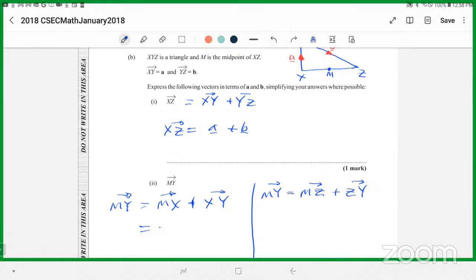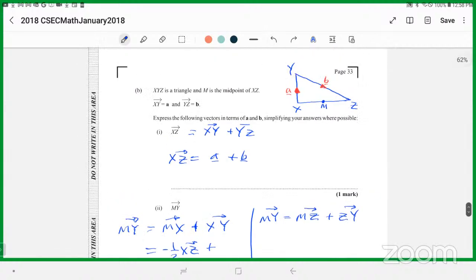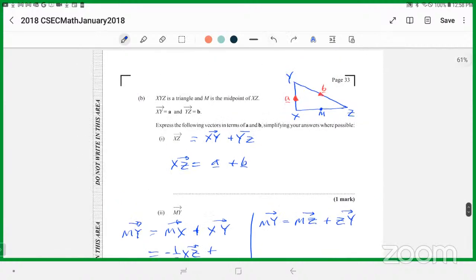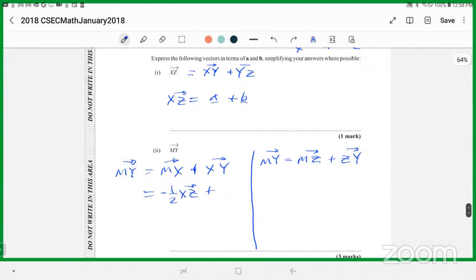Yes, let's write that. Minus half of XZ. Good. Because the minus means that they go in the opposite direction. You're taking half of the XZ. All right. And we know the XY. XY is just A, right? Up here. That's obvious, right? XY is just A. Agreed? Yes, sir. A.